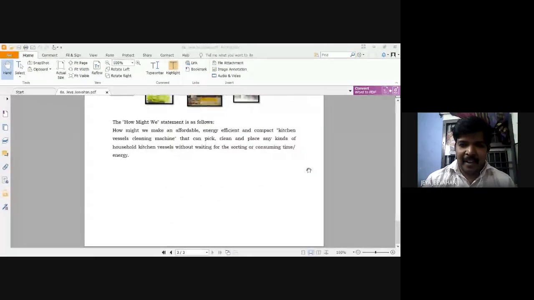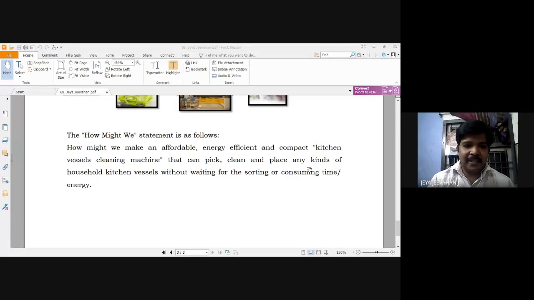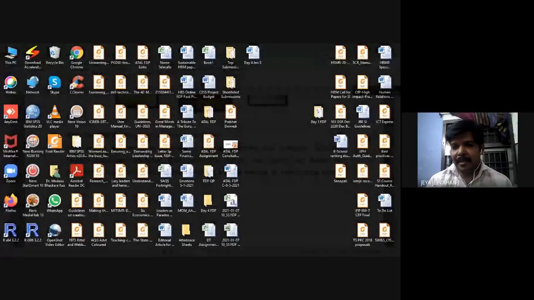And according to user research and empathy from different people, I made the how might we statement as follows: how might we make an affordable, energy efficient, compact kitchen vessel cleaning machine that can pick, clean, and place any kind, meaning any size, of household kitchen vessels without sorting or more time consumption. So this is my how might we statement.